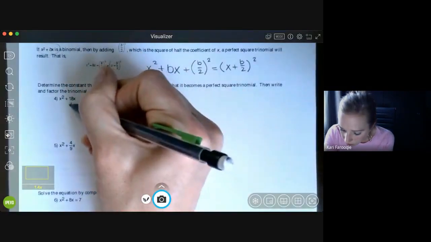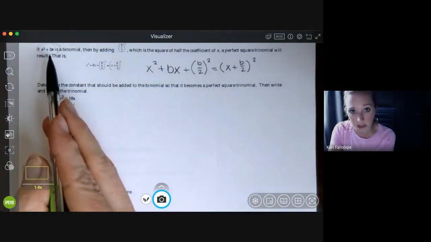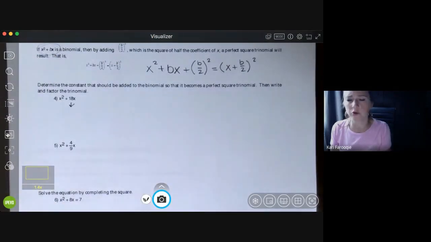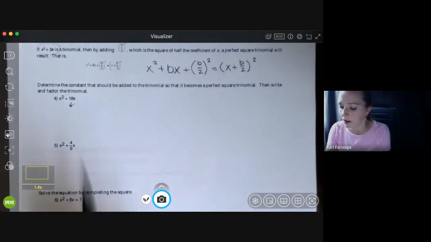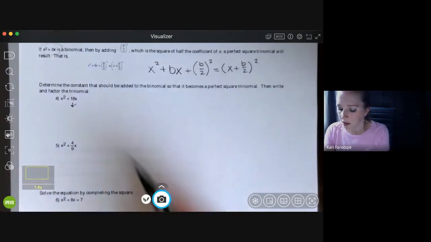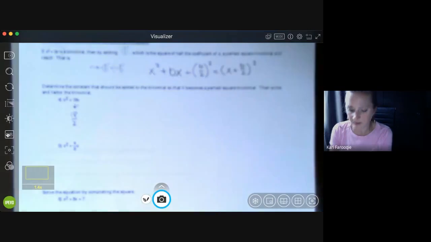So we're going to take the coefficient of x, which is going to be considered b. And this goes back to our definition for a quadratic equation in standard form, ax squared plus bx plus c. In this case, we just don't have a coefficient a. So we're going to take the coefficient b and take half of it.